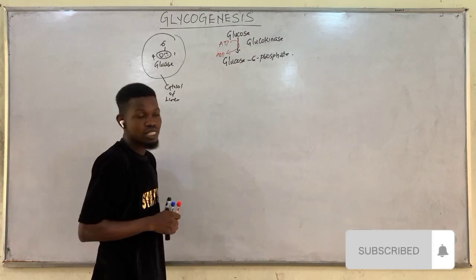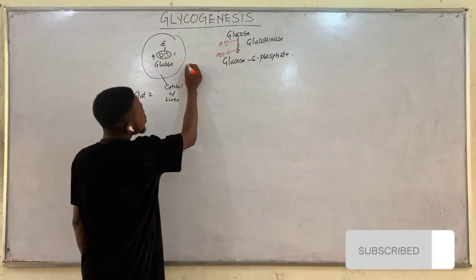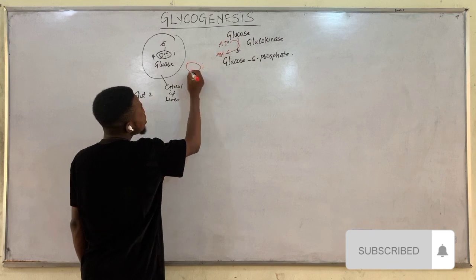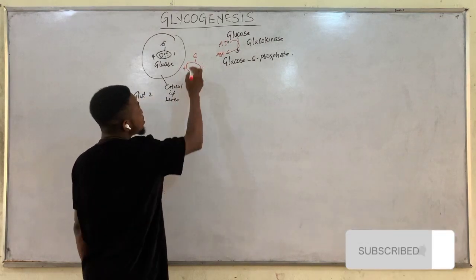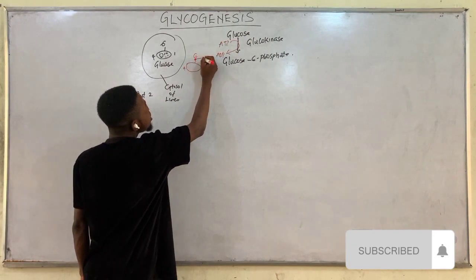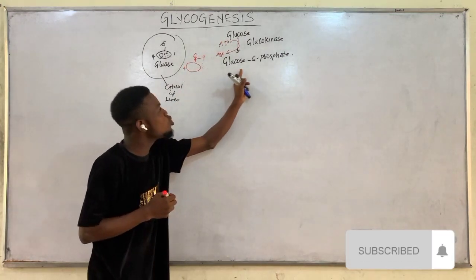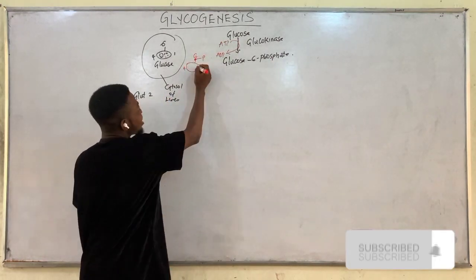Glucose 6-phosphate. Now, as we have glucose, this is my glucose, carbon 1, carbon 4, and carbon 6. So where do we have the phosphate? We have the phosphate here. So this is the phosphate. This is what we call glucose 6-phosphate. Do you get what I'm saying?